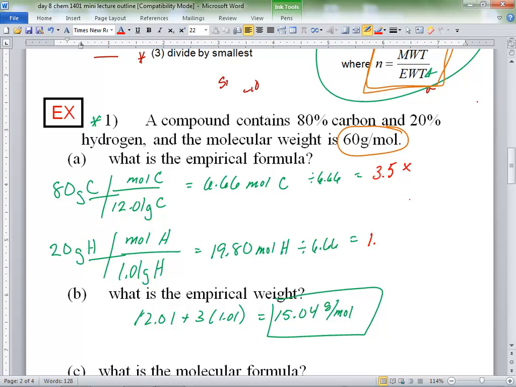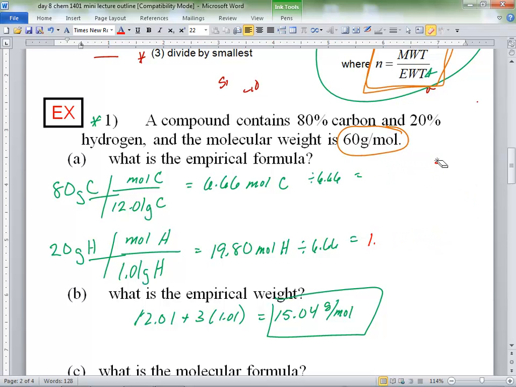Now you have to multiply both of them by 2, because it's at 0.5. So I'll have 2 and 7. C7H2. Okay, there's only one more. And we'll write them all down for you. I just wanted to show you.